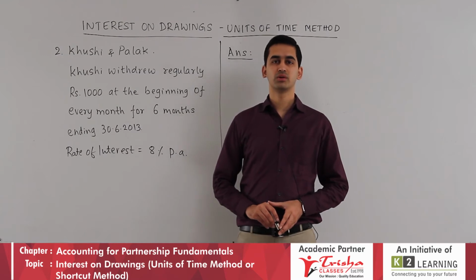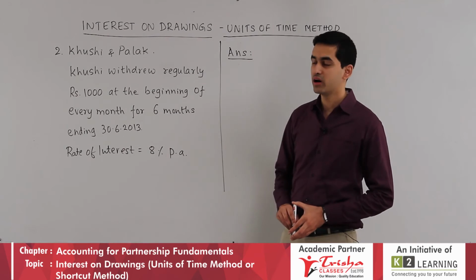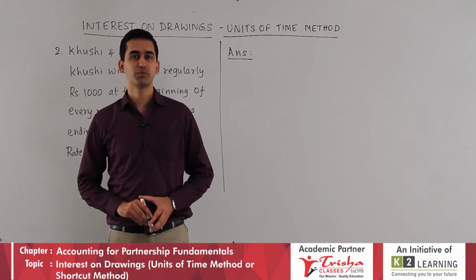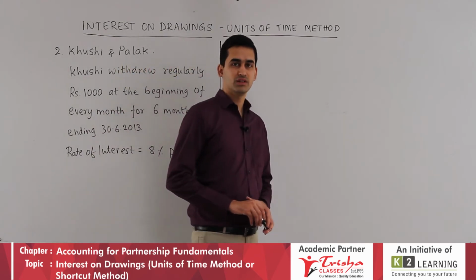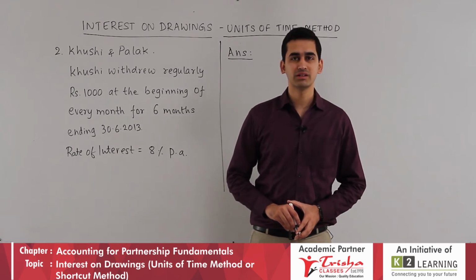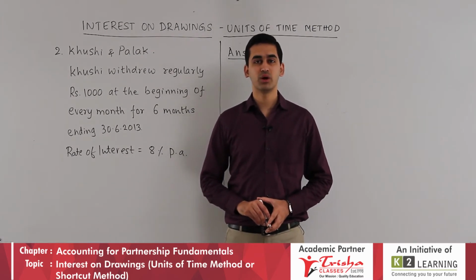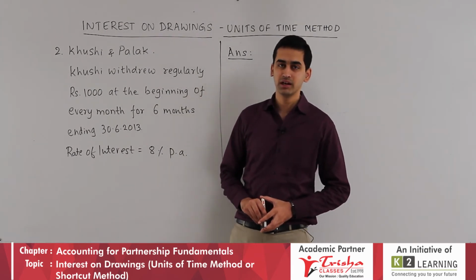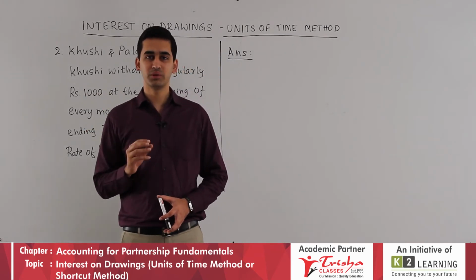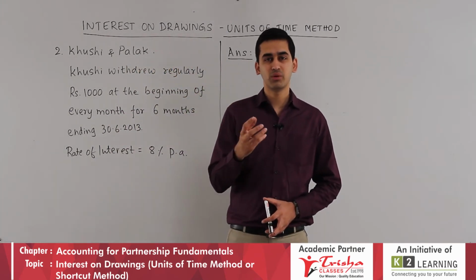Let us solve question number 2 under units of time or shortcut method. In the previous question, that is question number 1, in the Rajesh and Rupesh problem, we solved calculation of interest when the number of months were 12. That is, when the drawings were happening for the full year. They said at the beginning of the month for all the 12 months, at the end of the month for all the 12 months, in the mid of the month for all the 12 months. That means the basic condition there was for all the 12 months.